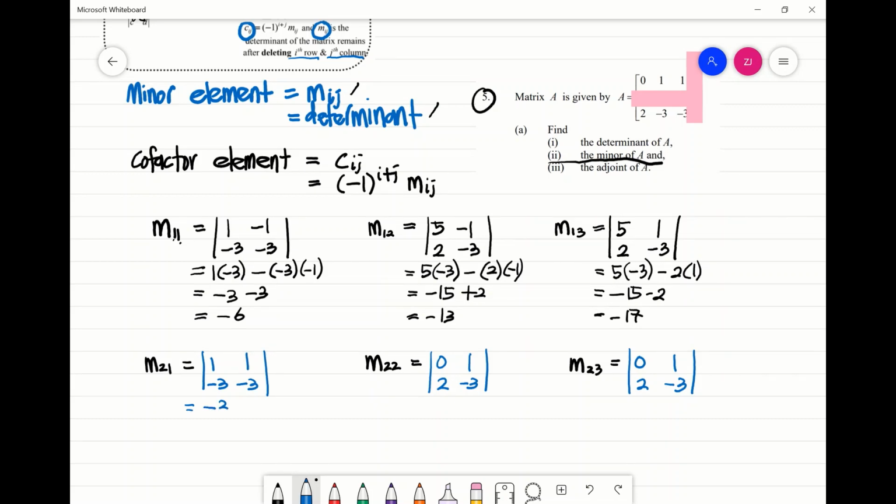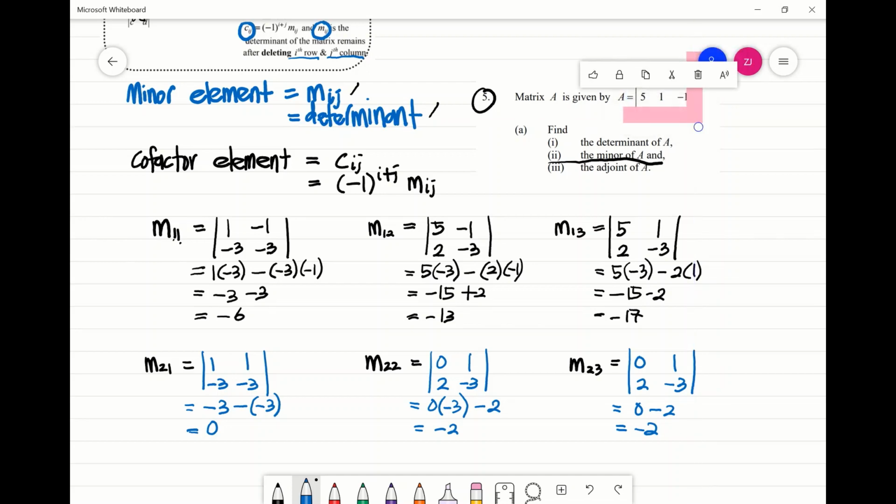So we have -3 minus -3, so we will get 0 here. Then we have 0 times -3 minus 2 times 1, which is 2, so it's -2. And then we have 0 minus 2, so we have -2 as well. Then we are not done yet because we need to find the third row.